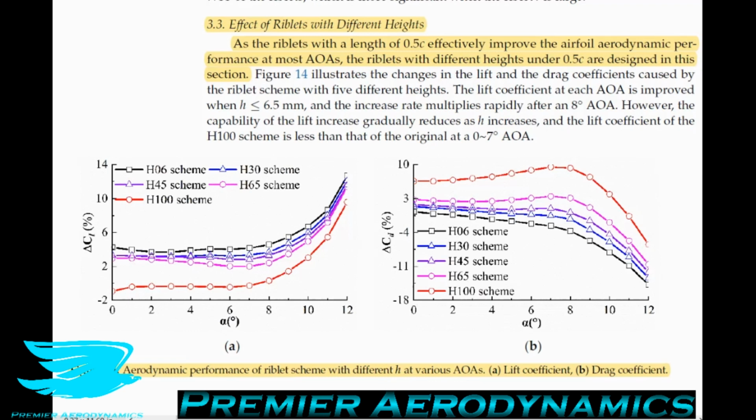However, the capability of the lift increase gradually reduces as the height increases. So in other words, you reach a saturation point where increasing the height of the riblet no longer increases the lift at all. And this kind of makes sense because you have this massive thing just jutting out into the air. It's not going to be that beneficial for producing lift and reducing drag.